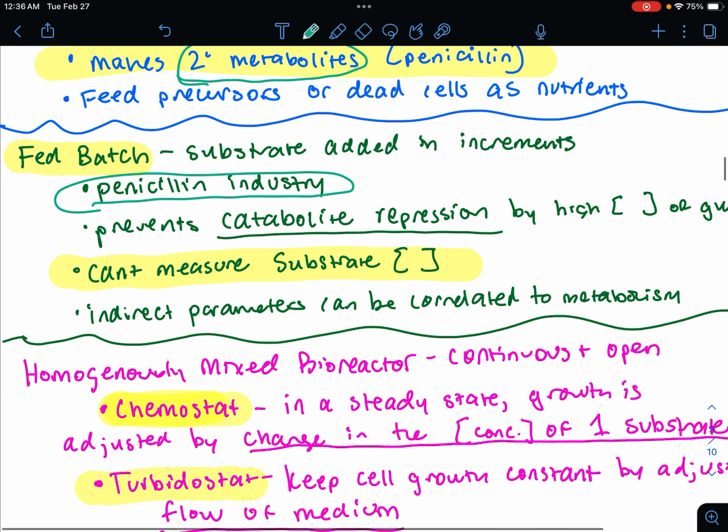It's not usually possible to measure the substrate concentration. However, you could use indirect parameters that can be correlated with the metabolism of the critical substrate. For example, the production of organic acids, so pH could be used to adjust feed rates.